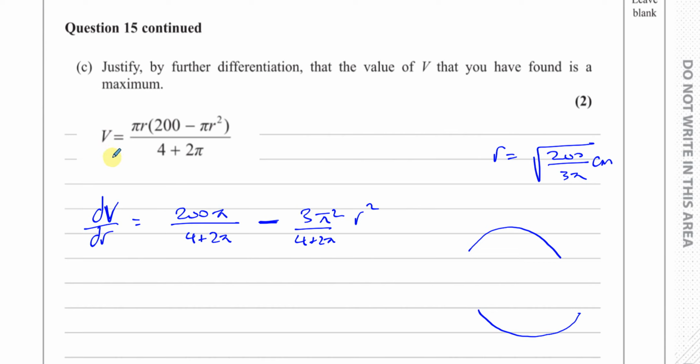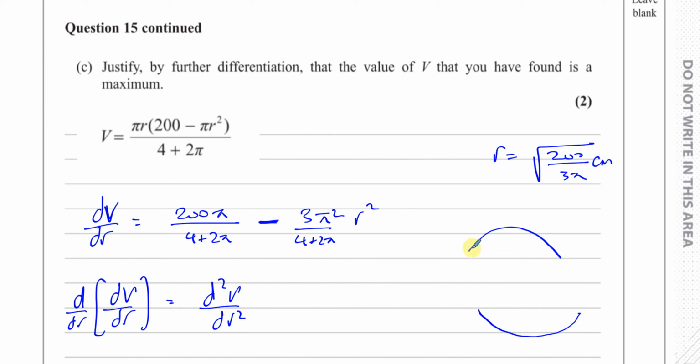If I take the second differential, if I differentiate the first differential, that gives me d squared V, and I differentiate with respect to R. That gives me d squared V over dr squared. That tells us how the gradient is changing.